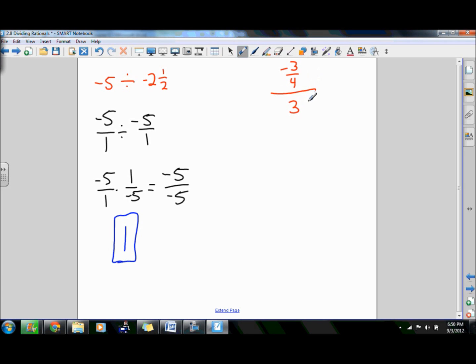Here on the second one, we have negative 3 over 4. We're going to leave that. This becomes 3 over 1. Negative 3 over 4 times 1 over 3. Shortcut, you could go 1 and 1 here. That would be fine. Same you could have done over here. But most of you are going to go negative 3 over 12, simplify down to negative 1 over 4, and that's your answer.